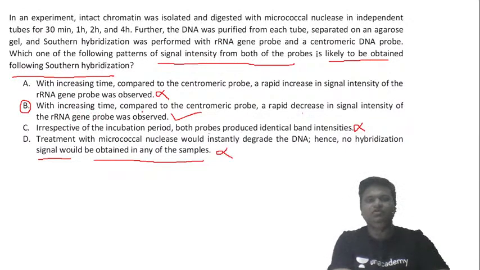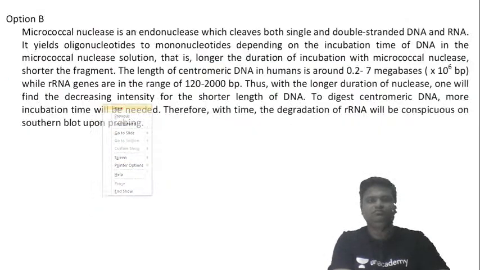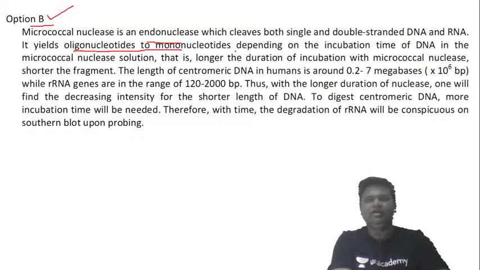As time increases, compared to the centromeric probe, a rapid decrease in the signal intensity of the rRNA gene probe was observed. So option B is the correct option. Here it was explained that micrococcal nuclease is an endonuclease, which cleaves both single stranded and double stranded DNA and RNA. It yields oligonucleotides to mononucleotides depending on the incubation time of the DNA in the micrococcal nuclease solution. That is, longer the duration of incubation with micrococcal nuclease, shorter will be the fragment.